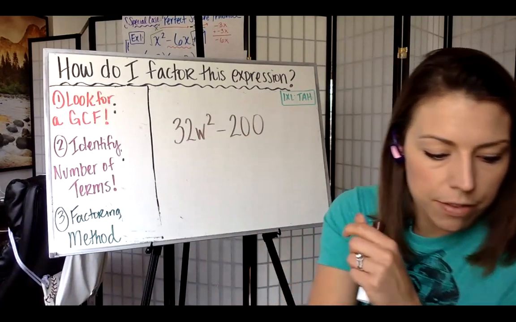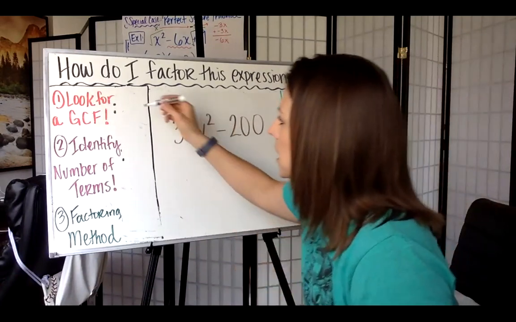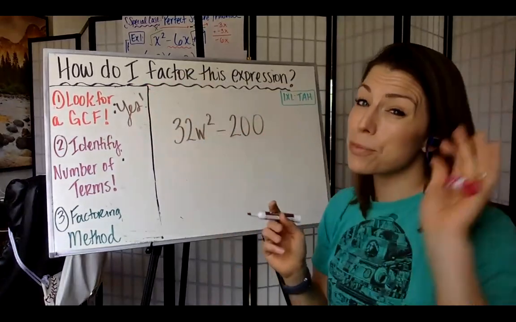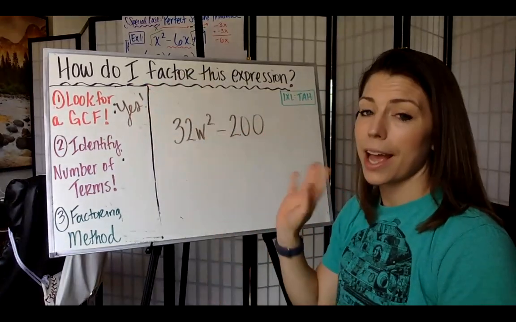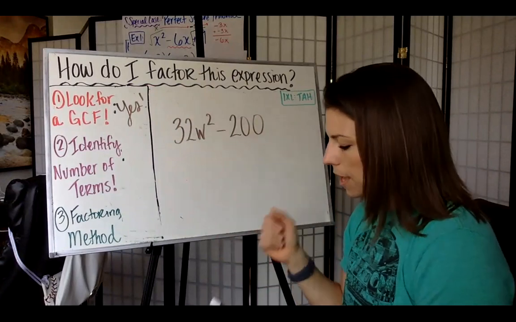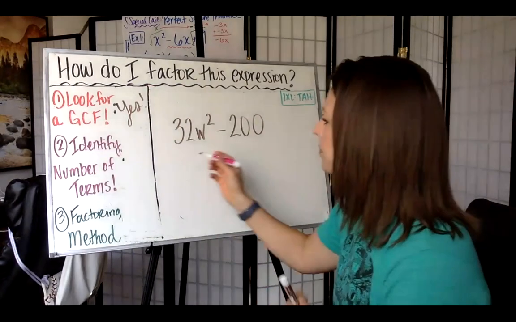So let's go ahead and factor out 8. So yes, this has a GCF. And that's why it's important to find the greatest common factor. Like I could have just done 2 or 4, but then I noticed 8 goes into both. And so that's why we're going to factor out 8.